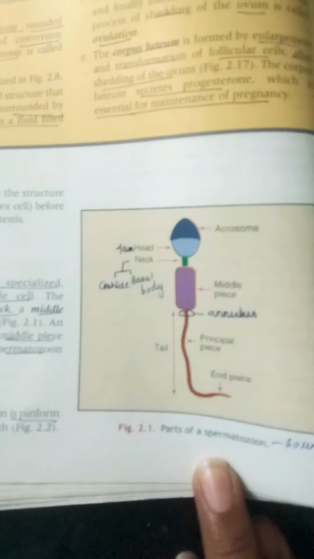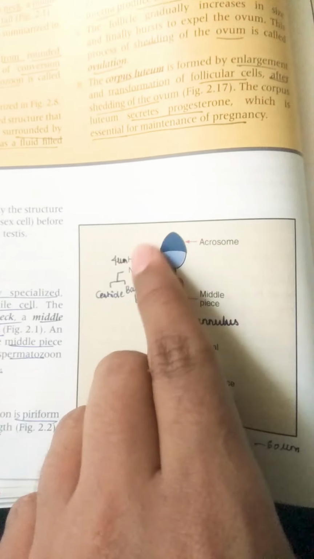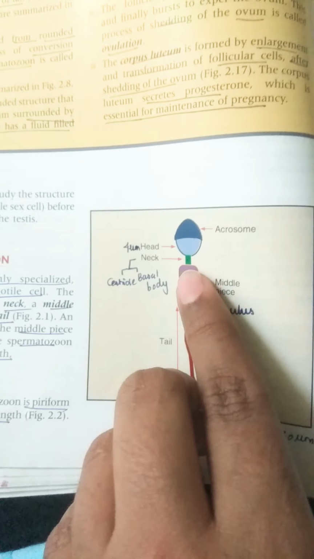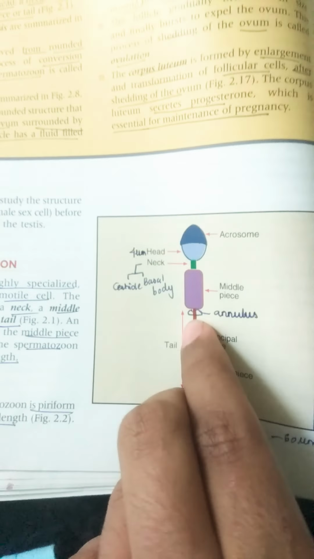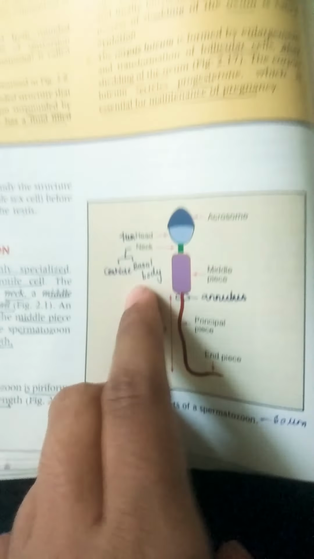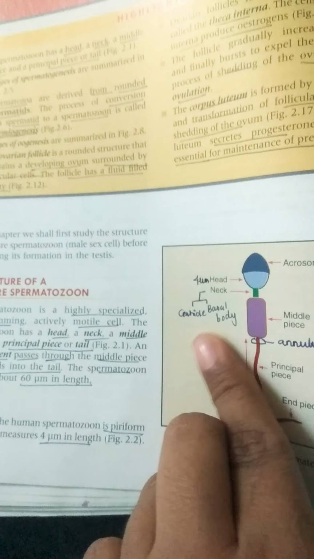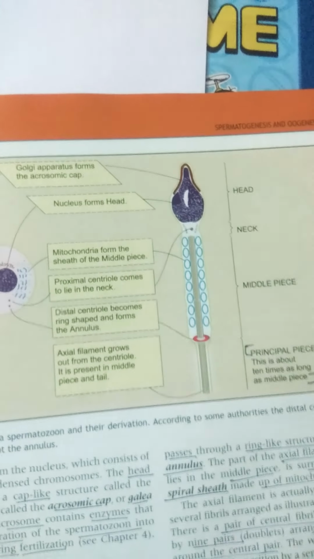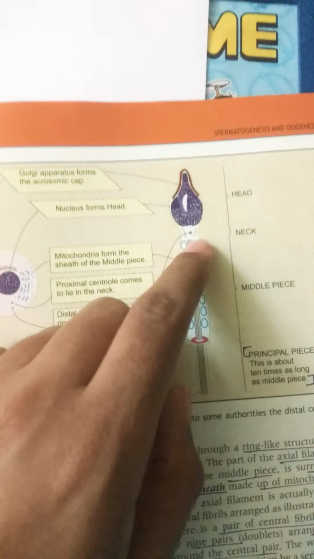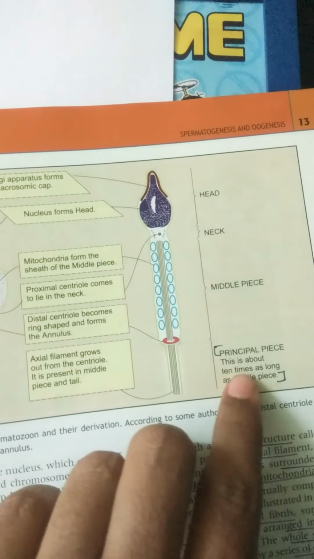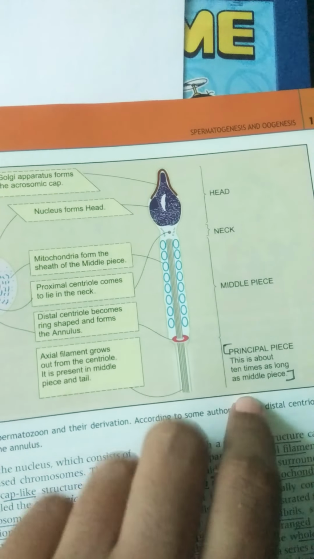Next, gametogenesis, we are now in the main process. So these are the parts of the spermatozoon: this is the acrosome, this is the head, this is the neck, middle piece, annulus, principal piece, tail, and end piece. Remember that the head is divided into centriole and basal body also. Now the parts of the spermatozoon in somewhat more detail: head, neck, middle piece, principal piece. This is about 10 times as long as the middle piece, right?